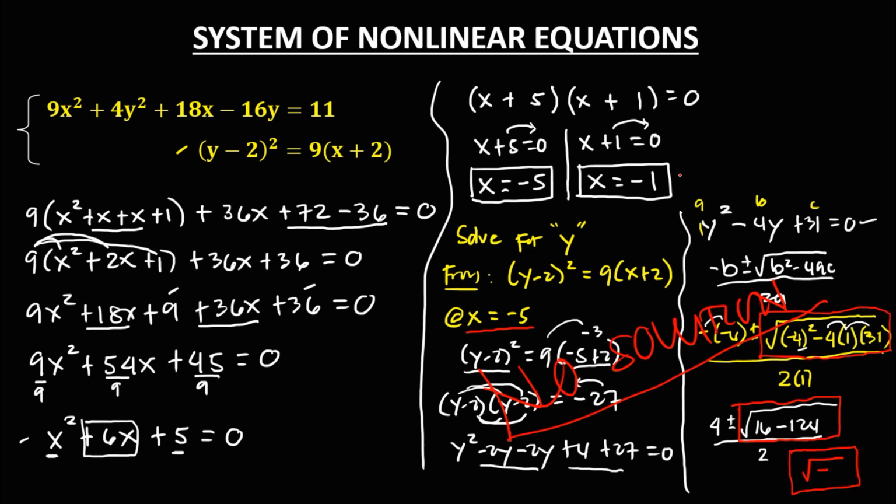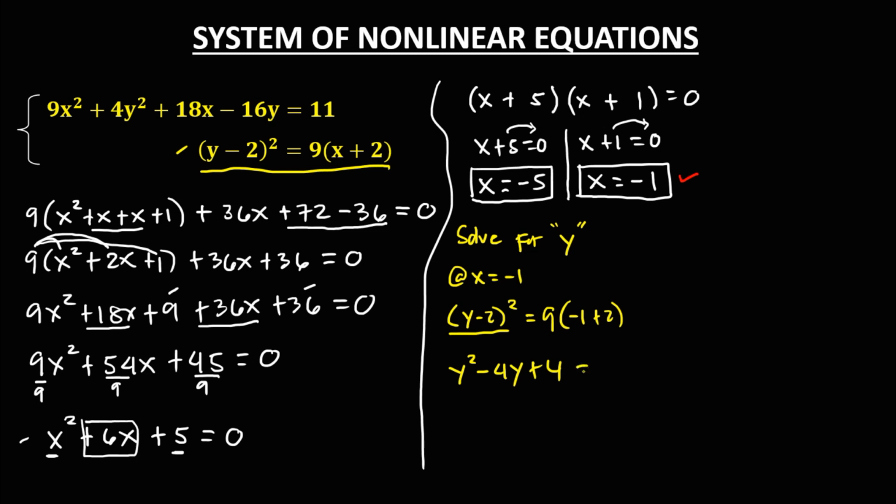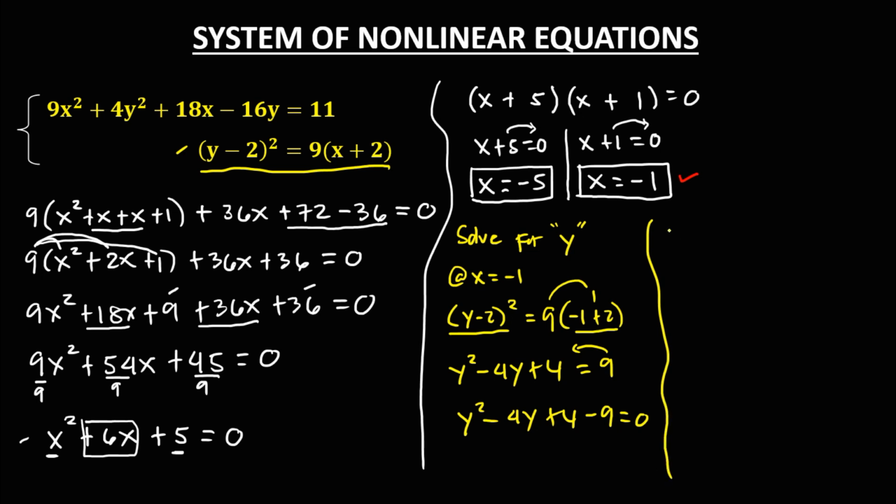Then this time, solve for x equals negative 1. For x equals negative 1, again from this equation, we have y minus 2 to the power 2 equals 9 times x plus 2, where x is negative 1. Expanding, this becomes y squared minus 4y plus 4 equals, negative 1 plus 2 is 1, and 9 times 1 is 9. Then simplify: y squared minus 4y plus 4, transpose negative 9, equals 0. Then we have y squared minus 4y, and 4 minus 9 is negative 5, equals 0.